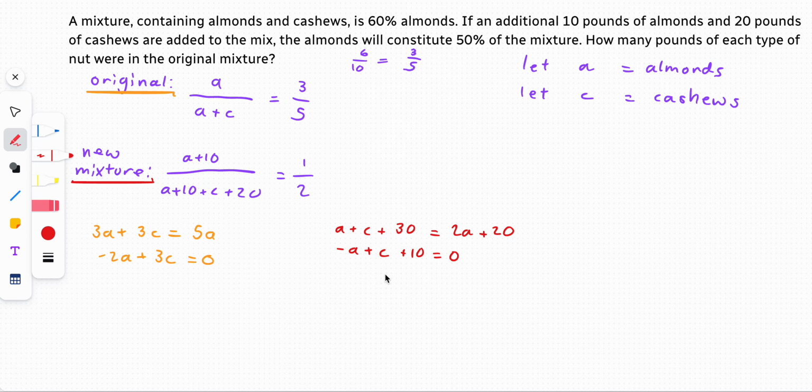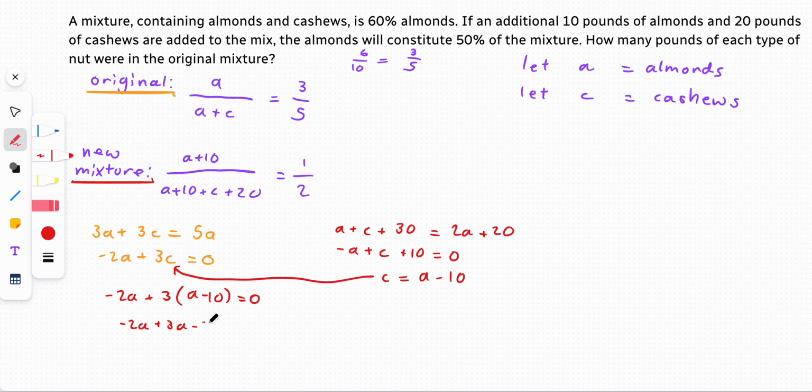So if I'm going to solve for c, let's say I want to know what the cashews are, I can do a minus 10, right? I'm just moving everything to the right side of the equation so I can have what my cashews are equal to. Now that I have this, I can sub it in over here and use substitution. Whenever I see a c, I just write a minus 10. So negative 2a plus 3a minus 30 equals 0. And I combine this, so a is going to equal 30, because I just add 30 to both sides.